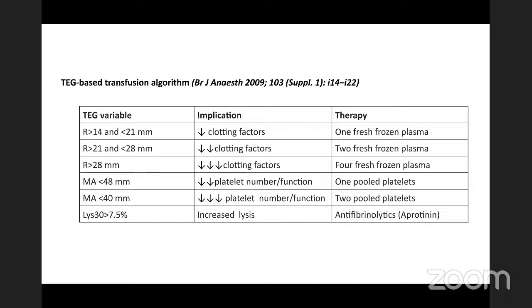With maximum amplitude less than 48 mm, there is decrease in platelet number or function, and so 1 pooled platelets are indicated. When MA is less than 40 mm, there is further decrease in platelet numbers, where 2 pooled platelets are indicated. With lysis 30 more than 7.5%, there is increased lysis where antifibrinolytics like tranexamic acid are indicated.